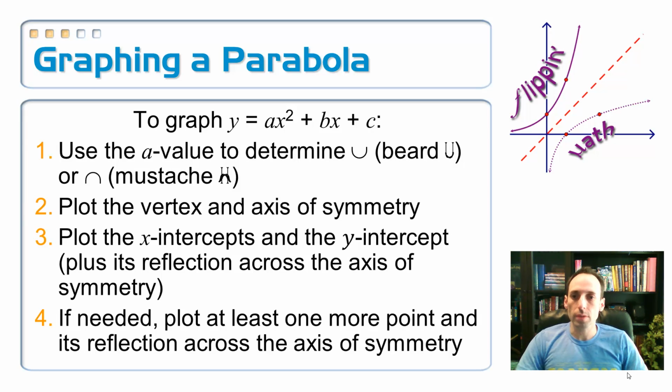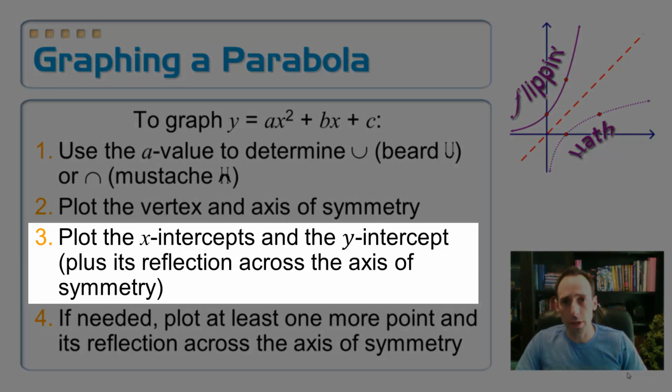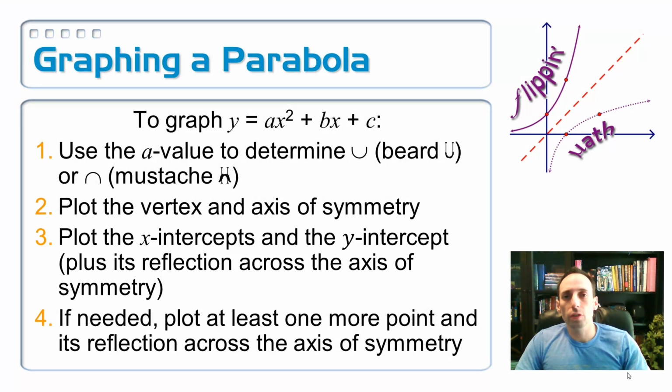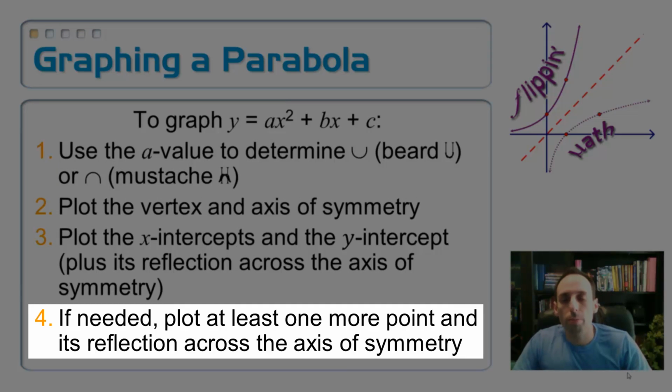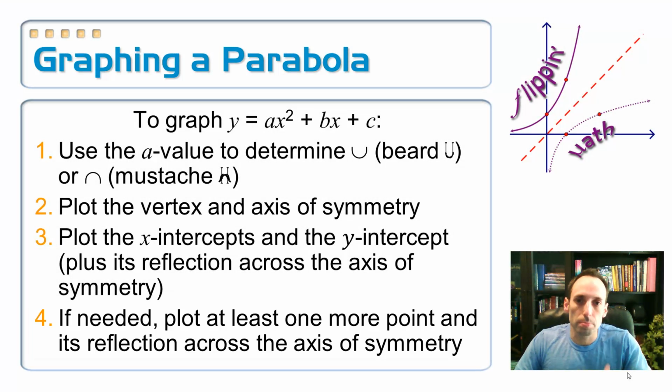All right? Find your intercepts on number 3. Find your x-intercepts either by factoring, using the quadratic formula, or completing the square, whatever your favorite method is. The y-intercept should be pretty easy. It's just c, and you can go ahead and reflect that across the axis of symmetry and get yourself an additional point. Number 4 is only if you need a couple extra points. Plot by guessing and checking. Just plug in a point for x and find out what the y value is. That's only if you need it.